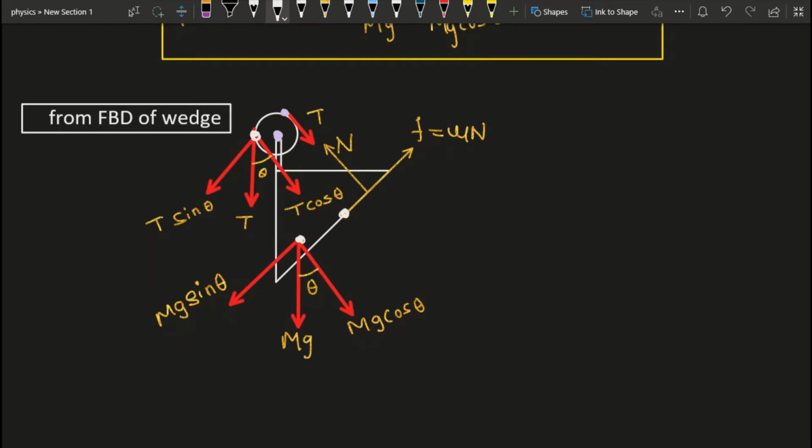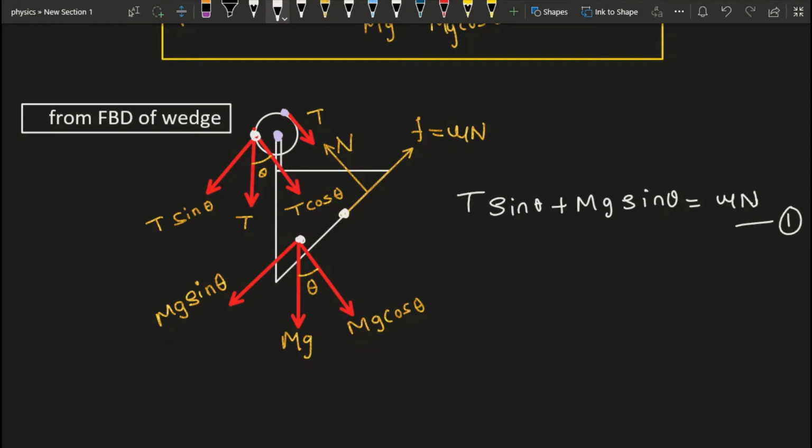Mg cos theta, mg sin theta, and t sin theta are the downward forces, and so the friction force is the only force acting in the upward direction. I can balance these forces because the system is at rest, it is not moving. That means the summation of the downward forces must be equal to the upward force. So I can write, t sin theta plus mg sin theta is equal to the friction force, that is mu into n. So this is equation number 1.